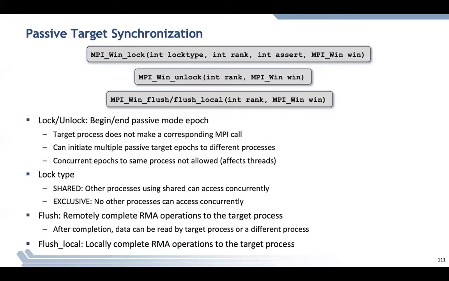So one thing to note here is when you do a lock, put, unlock from the origin to the target, the origin does not know when this operation has happened, because the target does not participate in it. It does not call any MPI function to participate in it. In the fence model, it does. It calls MPI_Win_fence. So when it returns from the fence, it knows that the RMA has completed.